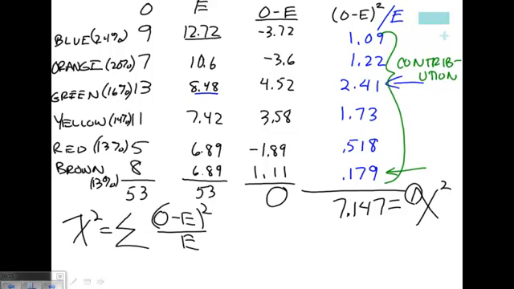Again, the chi-square value is a measure of unusualness, like the z value, like the t value that we've already investigated. Now, to end this exercise, we need one more thing.